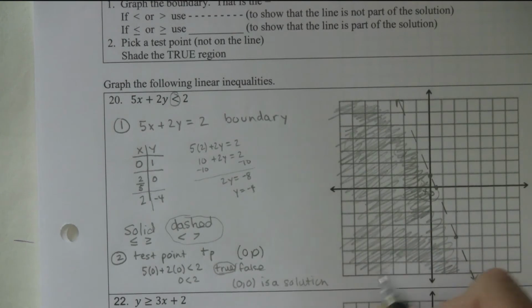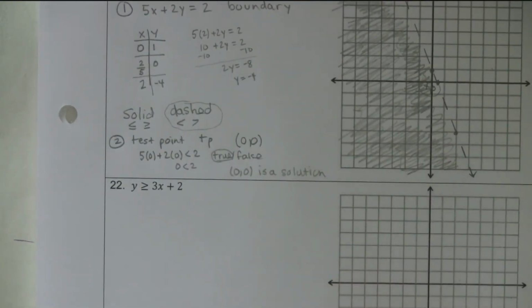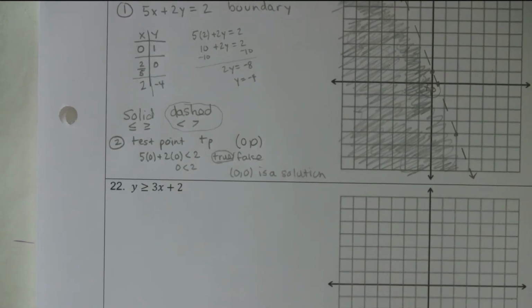Your test point cannot be on the line. So if you have a line that includes your test point, choose a different test point. So you get to choose any point you want for your test point. So 0, 0 is a solution. It was the true region. You shade the true region, so you're done.